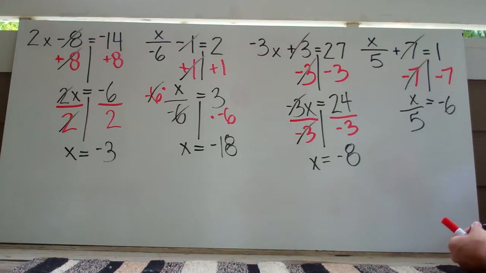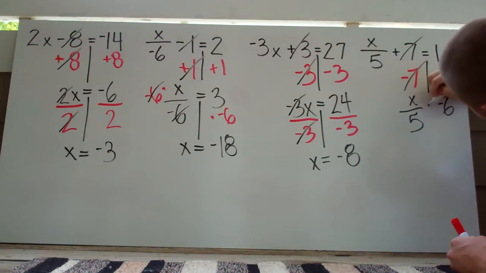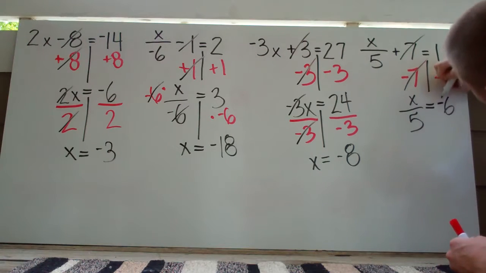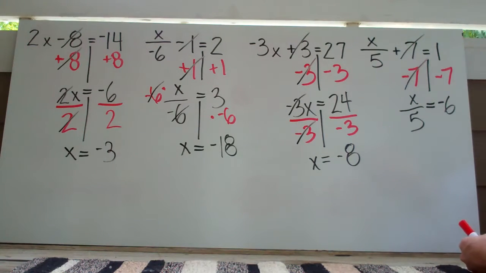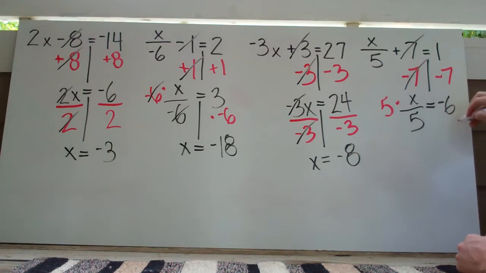Okay? You know what, that's a little sloppy, that equal sign. Let me make that look a little nicer. Alright, so x divided by 5 equals negative 6. Well, the opposite of divided by 5 is going to be times 5. So in here somewhere I'm going to do times 5. Over here I'll do times 5.